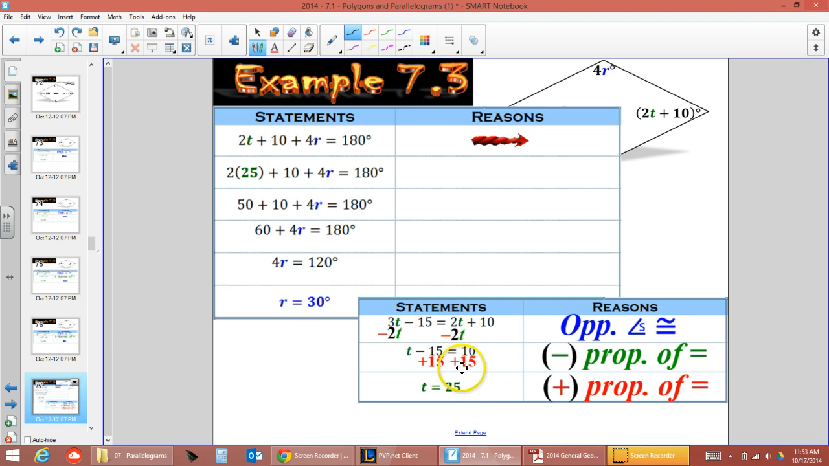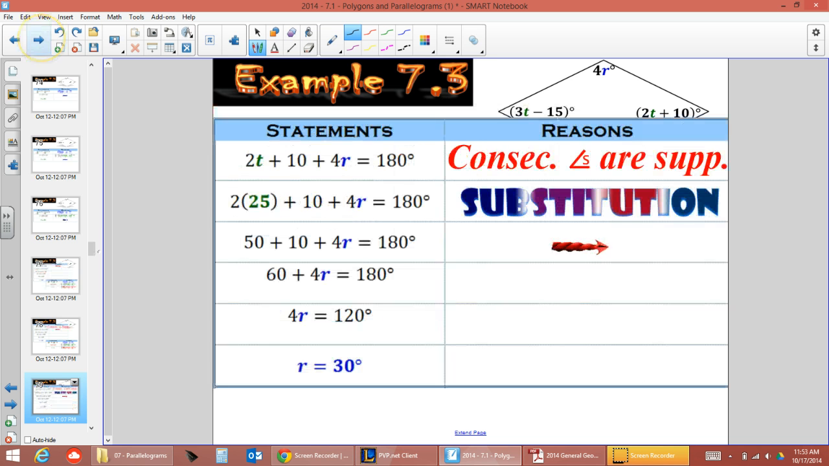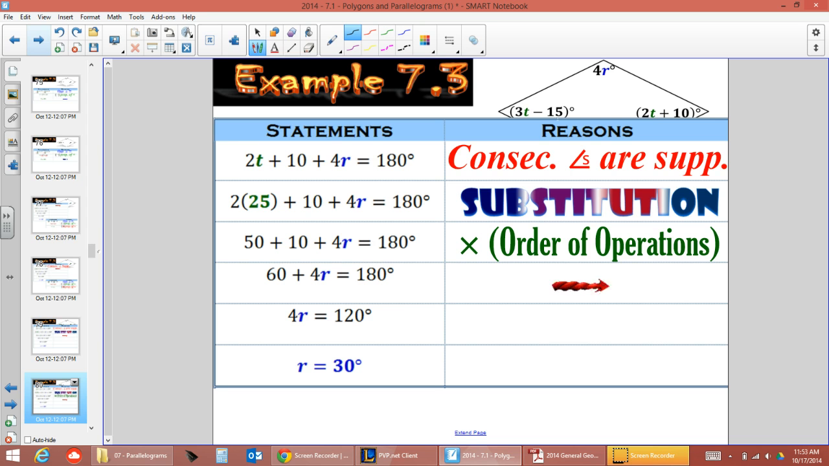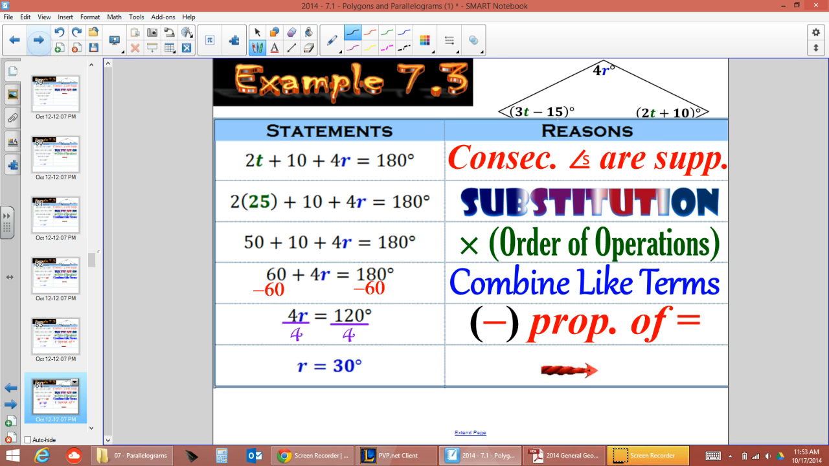Now, if I notice that they're consecutive angles, 2t plus 10 and 4r, those are consecutive angles. Therefore, they have to add to be 180. So I put my answer here. Consecutive angles are supplementary. I substitute my 25 in for t. I order operations, I multiply, I combine like terms, I subtract 60 over, I divide by 4, and end up with r equals 30. Okay? So all of this was just the algebra portion down here.